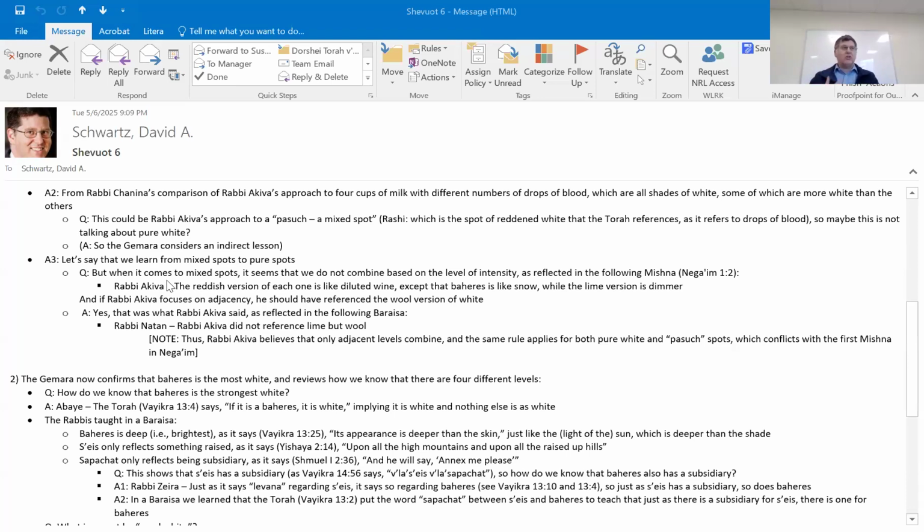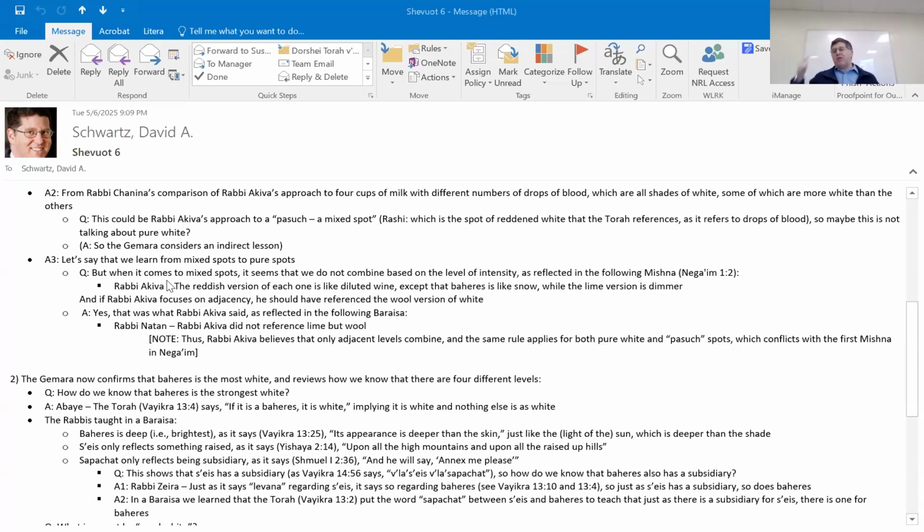What was the question? Again, the question was, how do we know that Rabbi Akiva says that we combine 4 with 3, 3 with 2, and 2 with 1, and not like the first Mishnah in Maseches Nagayim, which says that you combine 1 with 3 and 2 with 4? Well, the answer is that we know this based on the teaching of Rabbi Hanina, that the analogy is that we have 4 consecutive whites.